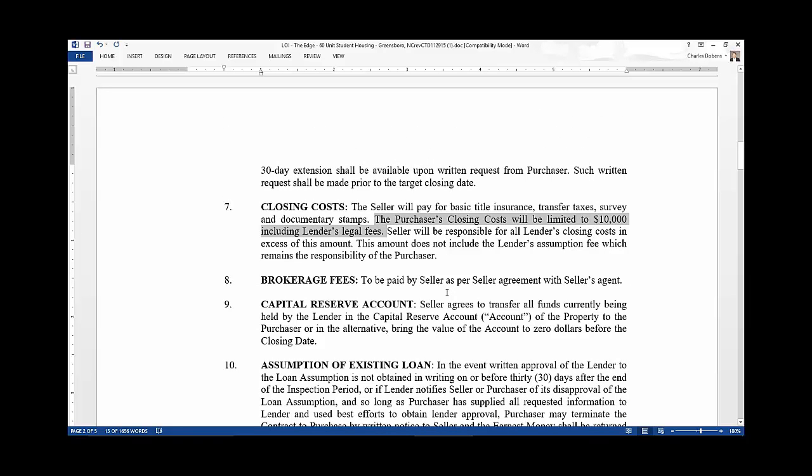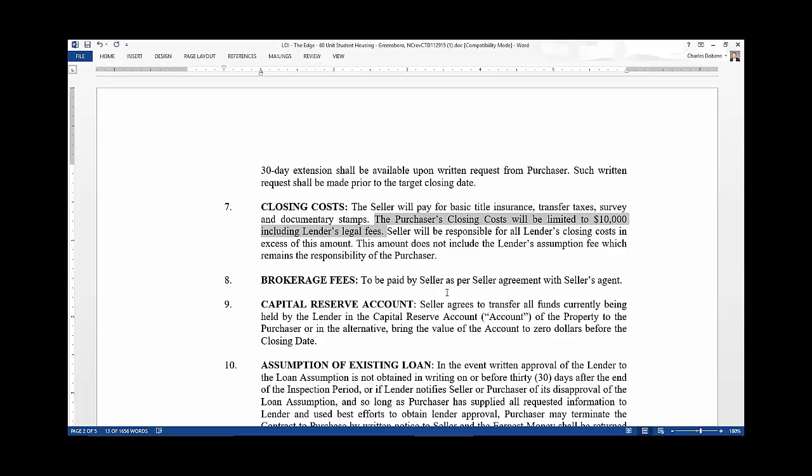Okay, the purchaser's closing costs will be limited to $10,000, including lender's legal fees, okay? So this is why. You're going to have to pay a 1% assumption fee when you do an assumption. That's just given. You're going to have to do that. That's like 1 point on any type of new money purchase.